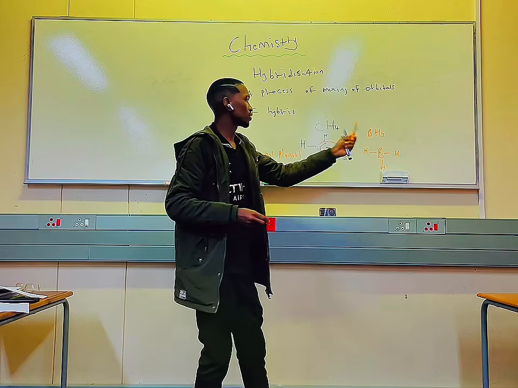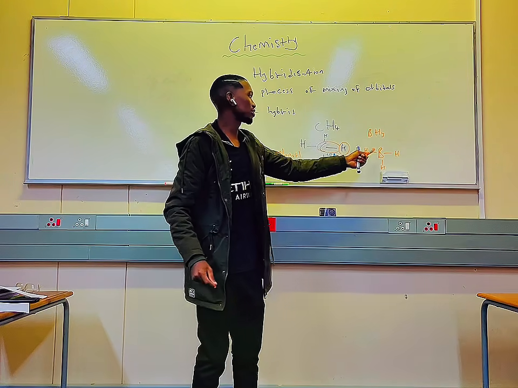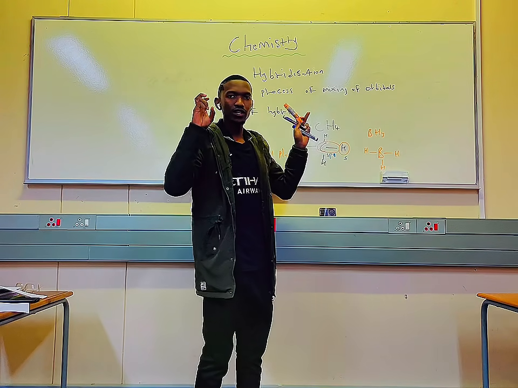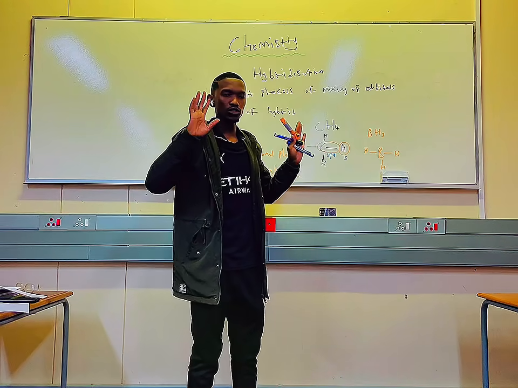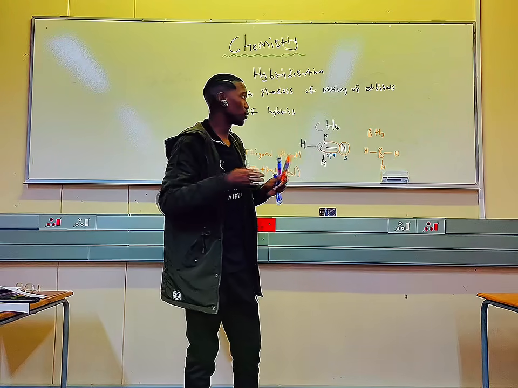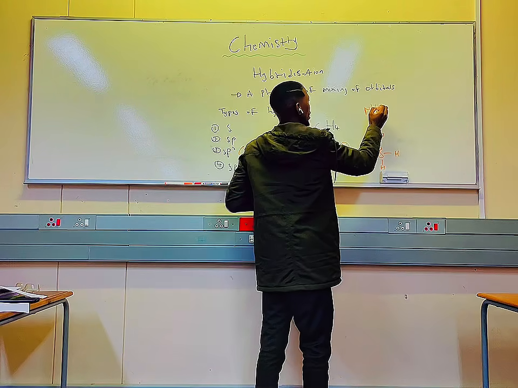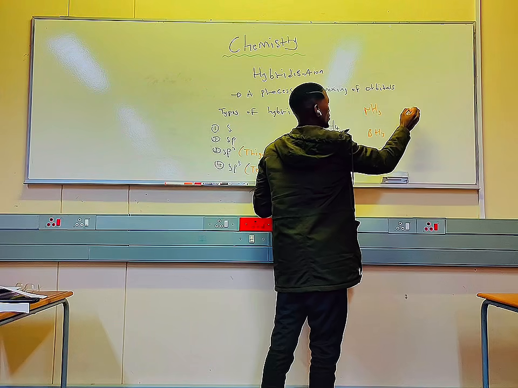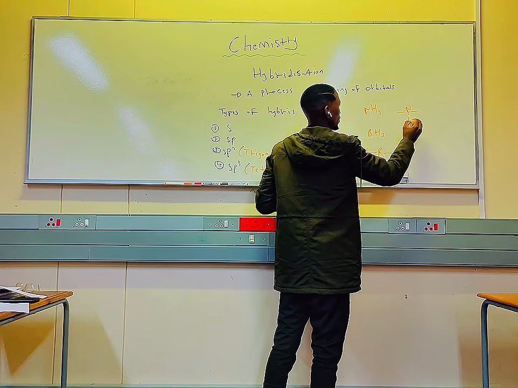Okay, the shape is going to look like that. So that's a trigonal planar because it has no lone pairs. But if it's trigonal pyramidal, in a way, it's NH3. NH3 is different from this one because it has lone pairs.